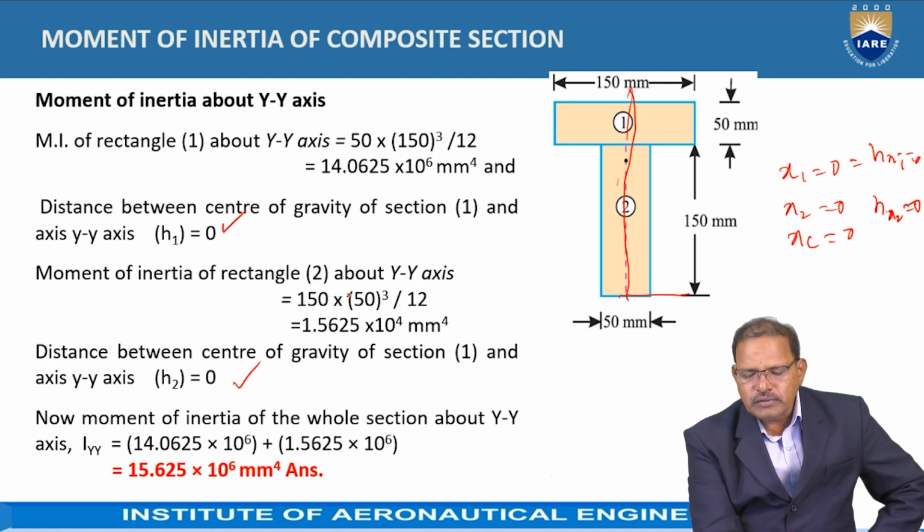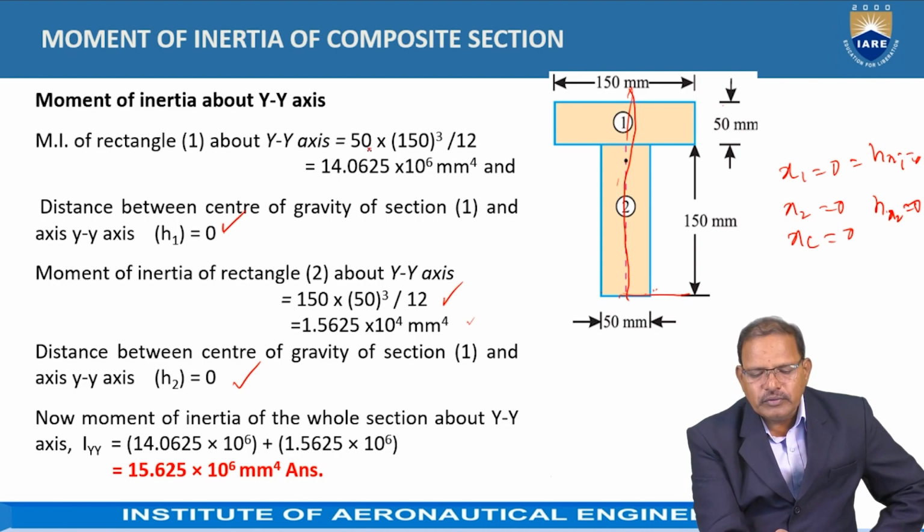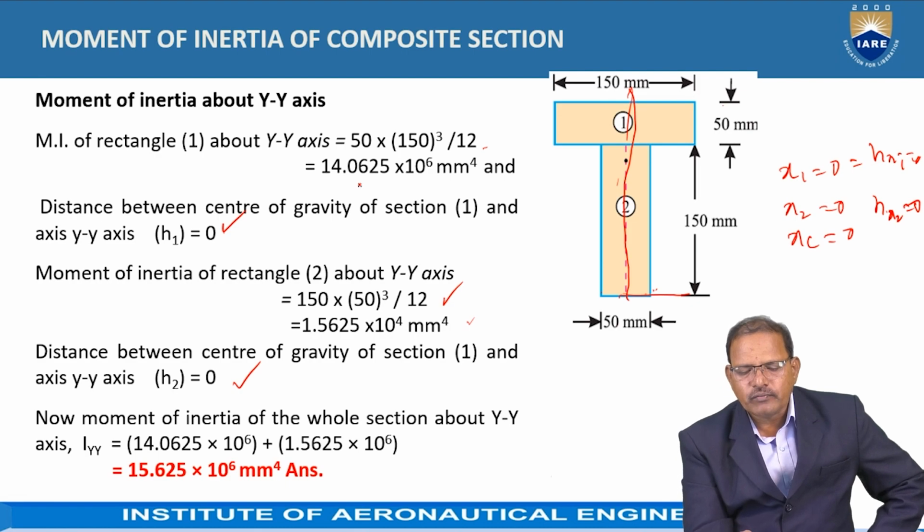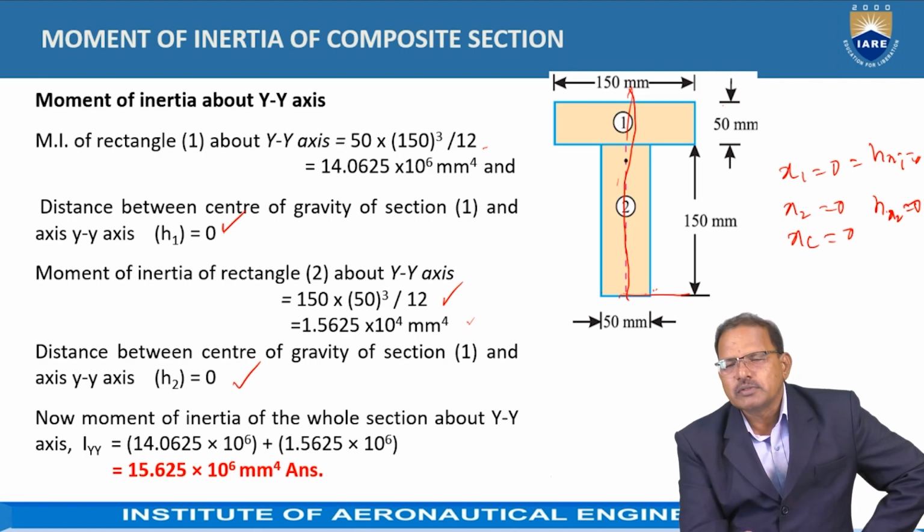The moment of inertia of rectangle 2 about the y-axis, taking the 50 mm dimension as the one being divided, is equal to 150 into 50 cube by 12, which is equal to 1.5625 into 10 to the power of 6. Similarly, for rectangle 1, the 150 mm is being divided, so it is 50 into 150 cube by 12, which is equal to 14.0625 into 10 to the power of 6 mm to the power of 4.